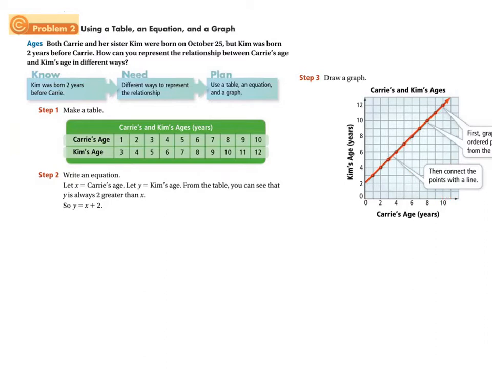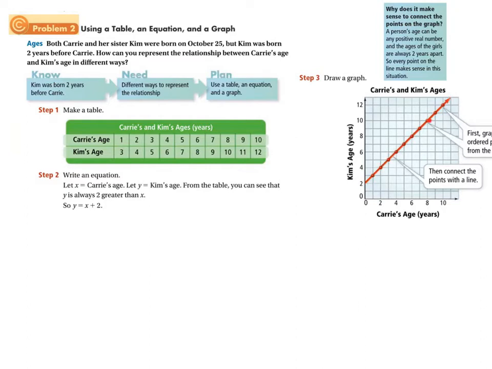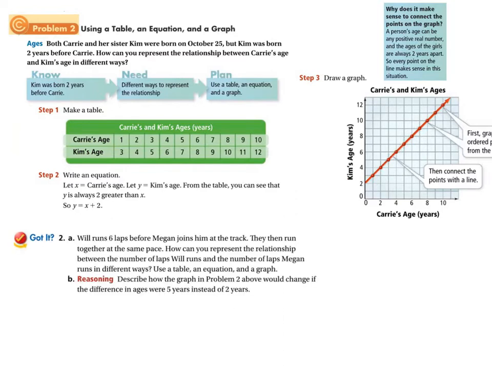Does it make sense to connect them? Yeah, you hit every age between 0 and 1 and all the way along. Okay? So it makes sense to connect them. You'll find out later reasons why you might not be able to connect things, because you don't have values between certain numbers, but you're just only at those numbers. That's how you represent it. Here's your got it problem.